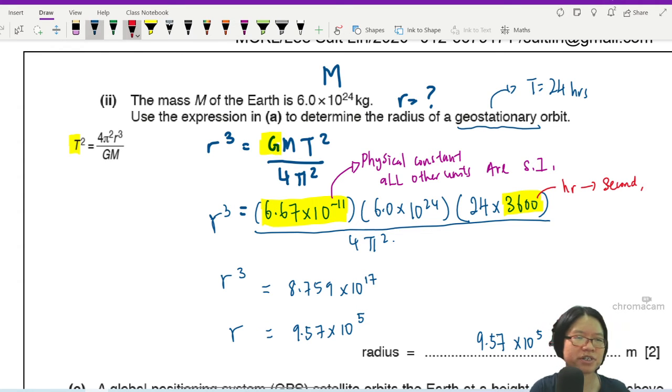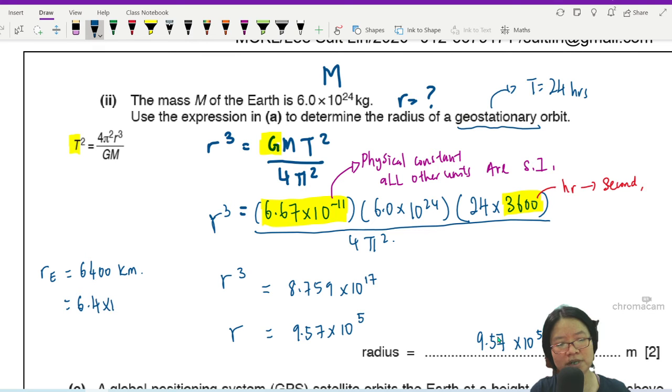Because I do enough questions to know that the radius of the Earth is 6,400 kilometers. Okay? Or in other words, it's 6.4 times 10 to the power of 6 meters. You mean this thing is so close to Earth? Not even the radius? Cannot be right. So where is the mistake? If you're making a lot of noise in your brain because you think that the square is missing, great. You're right. The square here is missing.